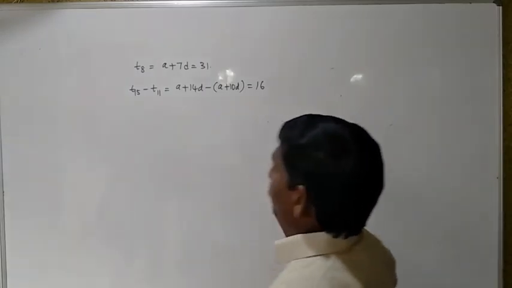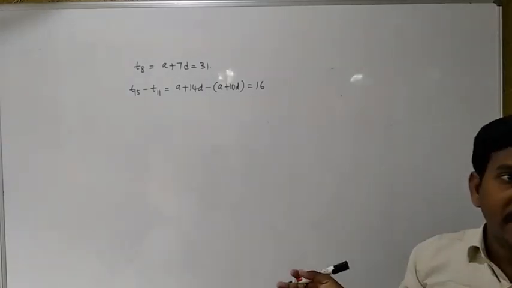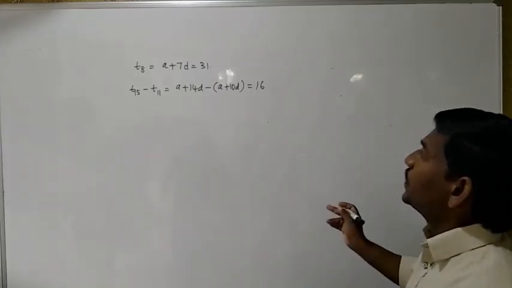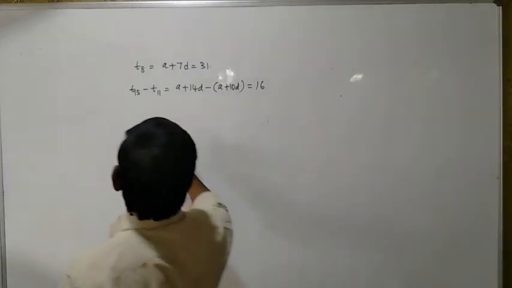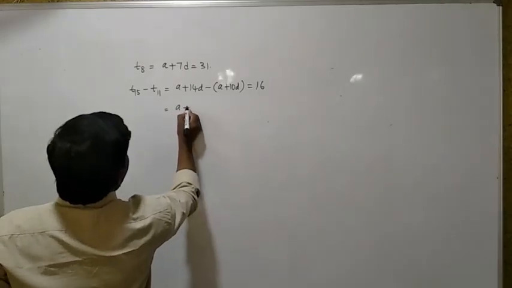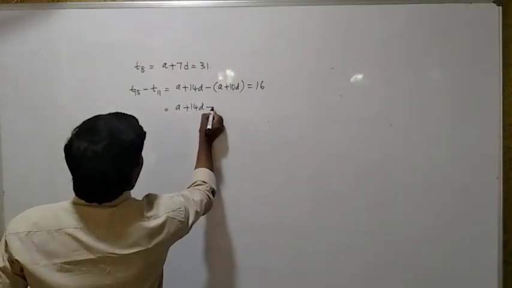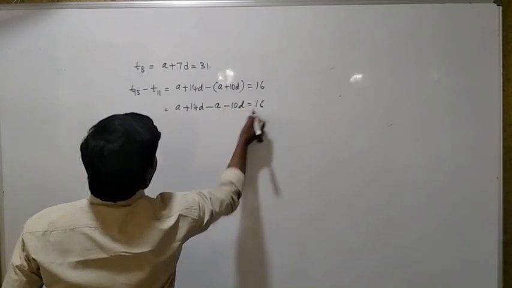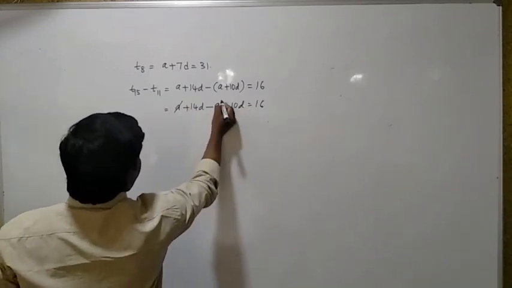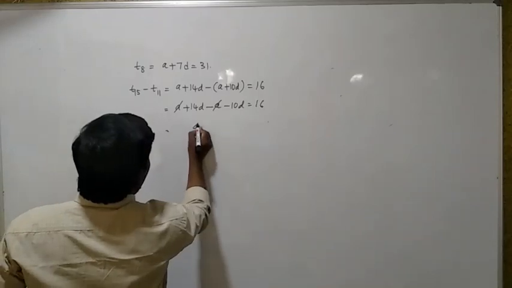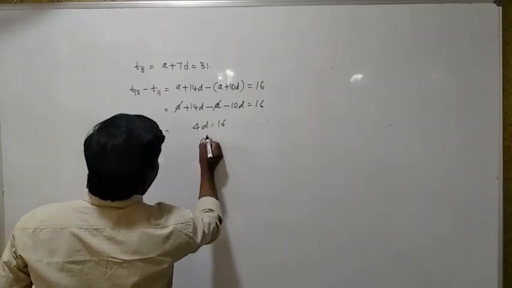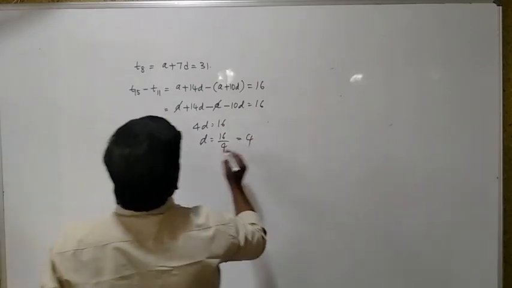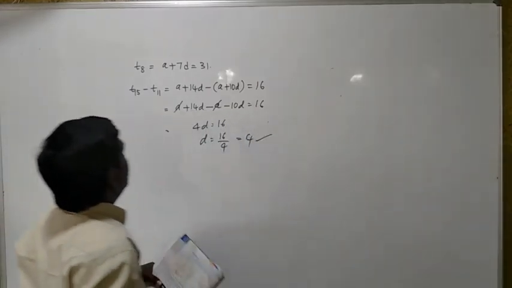The difference between the 15th term and 11th term equals A plus 14D minus (A plus 10D) equal to 16. Here, A plus 14D minus A minus 10D equal to 16. A minus A both are cancelled, and 4D equal to 16, and D equal to 16 by 4 equal to 4. Here D equal to 4.